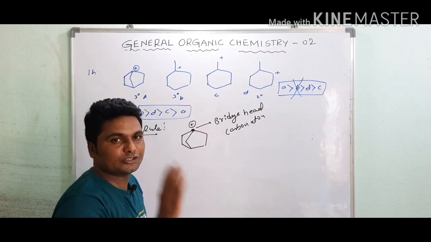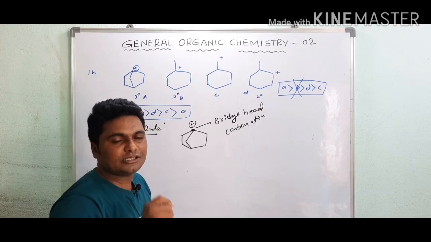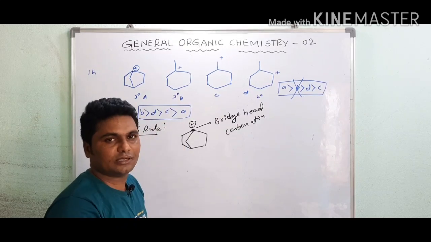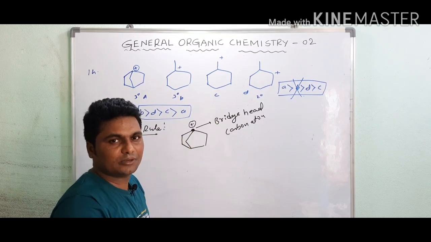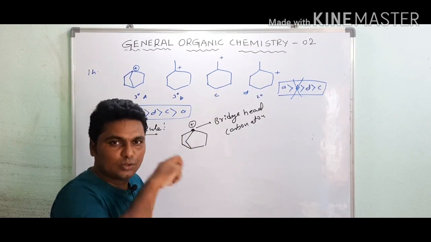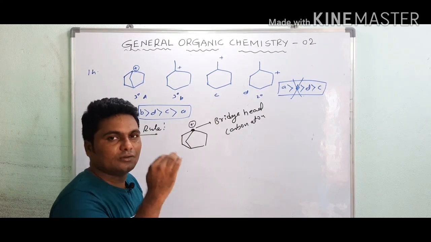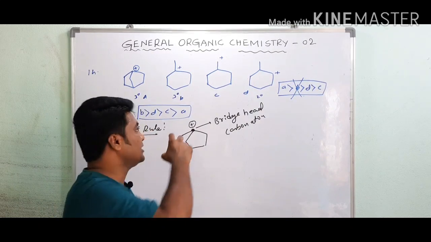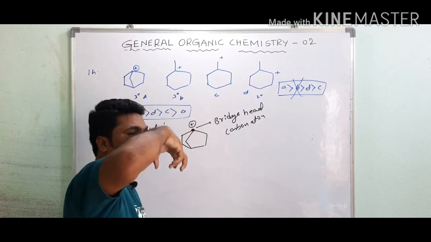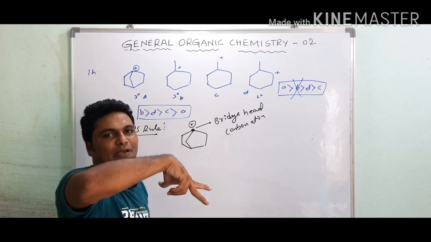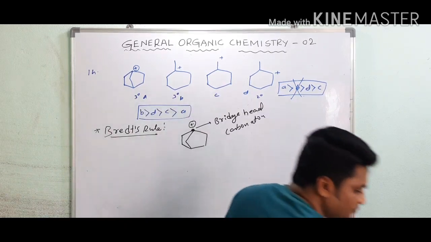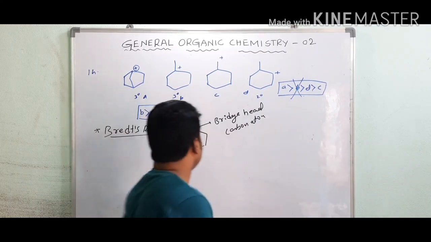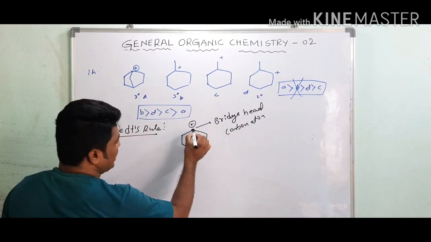So that's why the positive charge on the bridgehead carbon atom is highly unstable. Understood? The positive charge on the bridgehead carbon atom is highly unstable. Why? sp2 hybridization is not possible. Why? Because if you consider sp2 hybridization, the bridgehead carbon atom does not come into the plane with a 120 bond angle. See here. So that's why this is highly unstable.